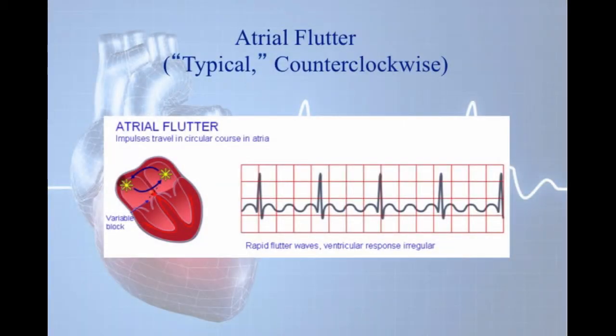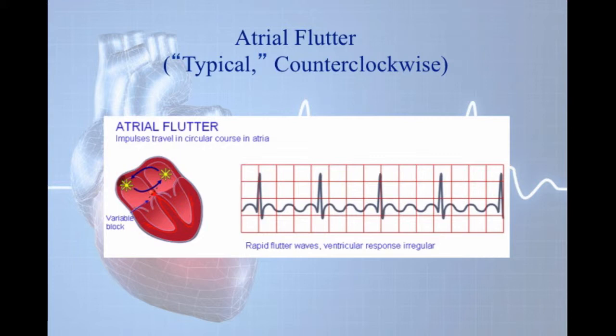Atrial flutter is a common abnormal heart rhythm similar to atrial fibrillation, which is the most common abnormal heart rhythm. Both conditions are types of supraventricular tachycardias. However, A-flutter has a specific focus in the atria, whereas AFib is erratic.